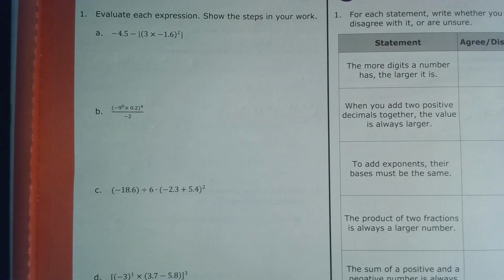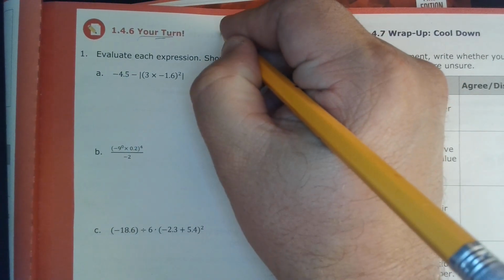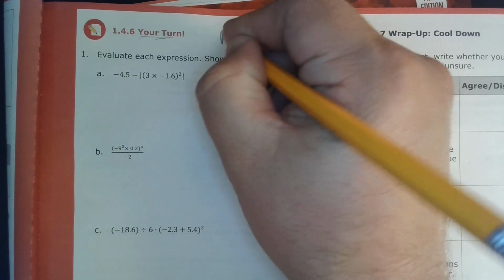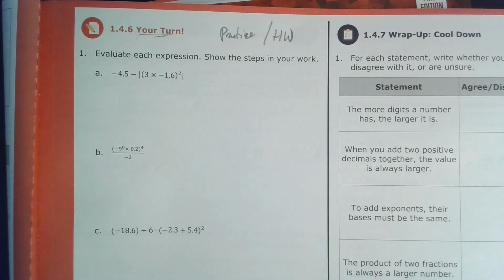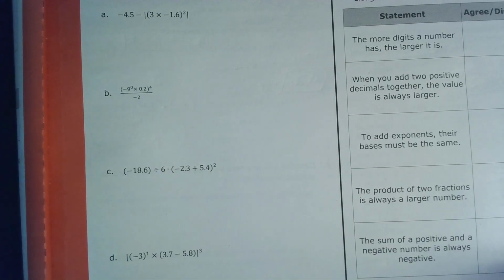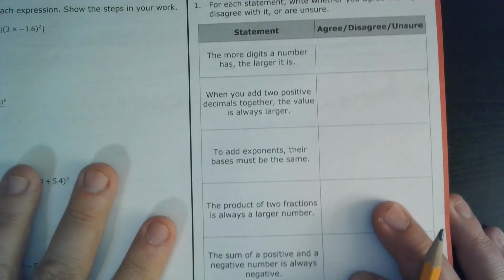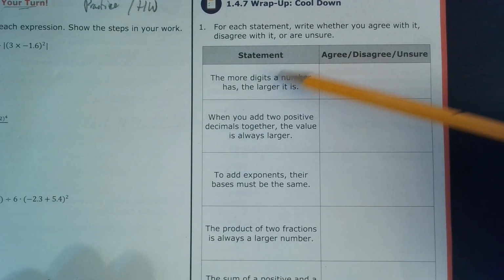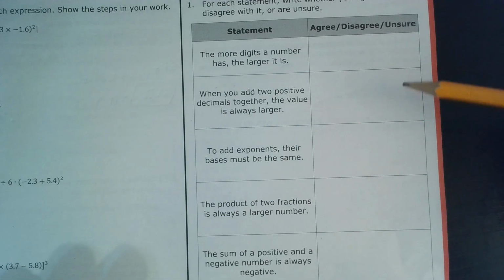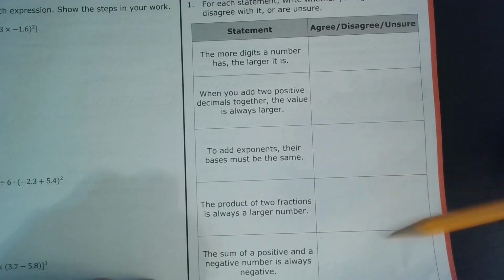All right, so this is page 25. Over here, your turn. This is practice or homework. So do A through D. So this was our little cool down. It said for each statement, write whether you agree with it, disagree with it, or unsure. These are a little tricky. So answer these. Don't worry, I'm not going to count it against you, but answer the best you can. And then tomorrow in class, I'll talk about this again.